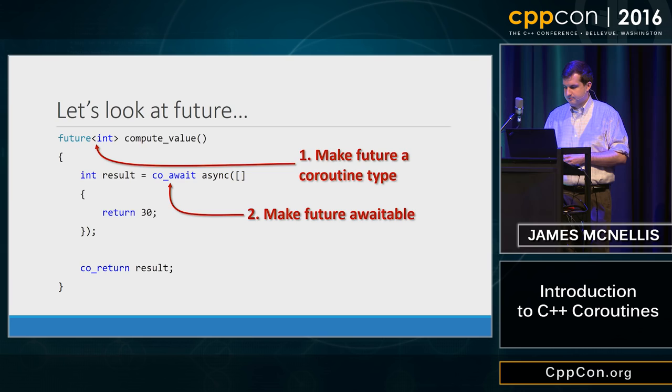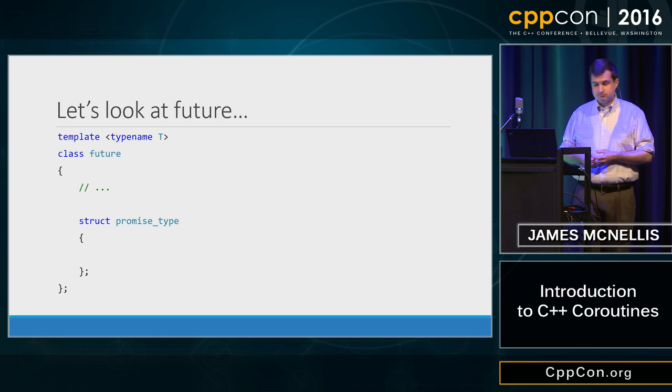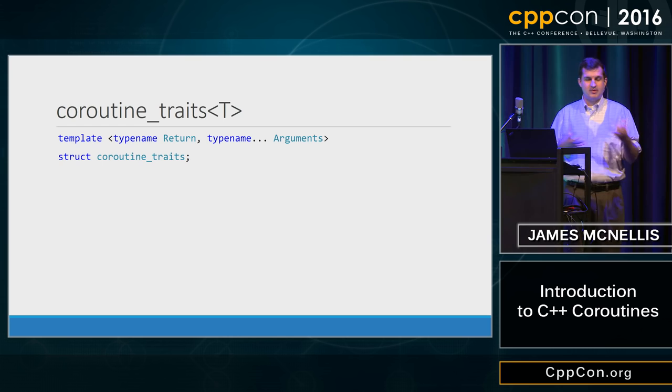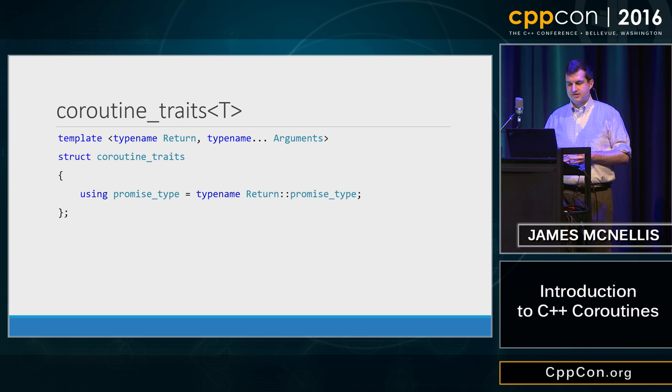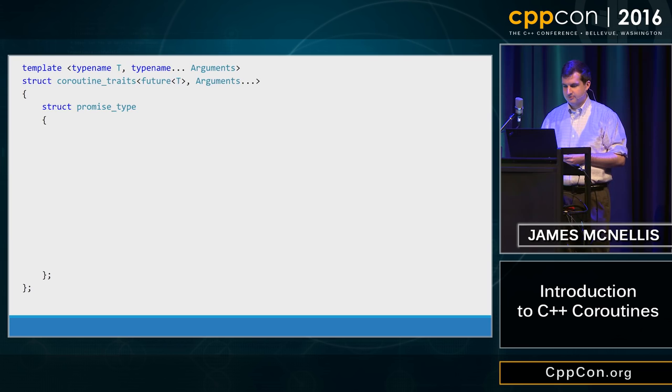So we'll have to open up std::future and add a promise type to it. Or, if we don't want to do that, because perhaps we don't want to modify our standard library headers, there is a class template called coroutine_traits that allows you to specialize types without invasively modifying them. It's the primary template. It basically just gets that promise type from the type, but you can specialize it for your own types. So here, for example, we're going to write a specialization of this for future of T and define the promise type in here.